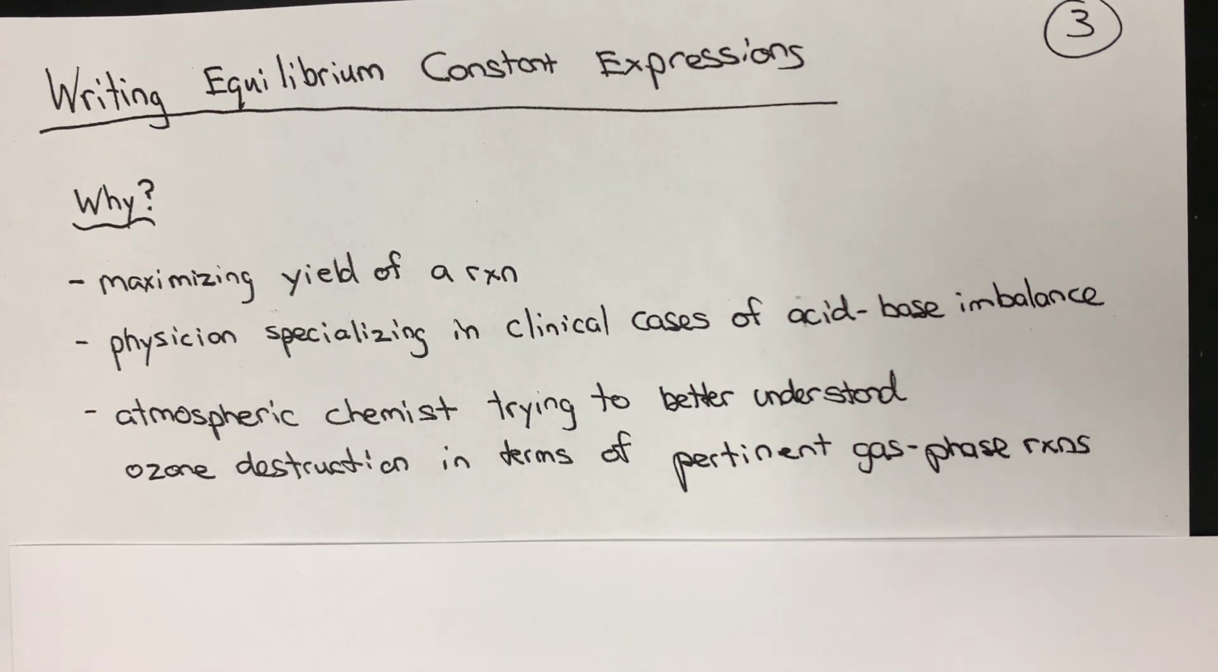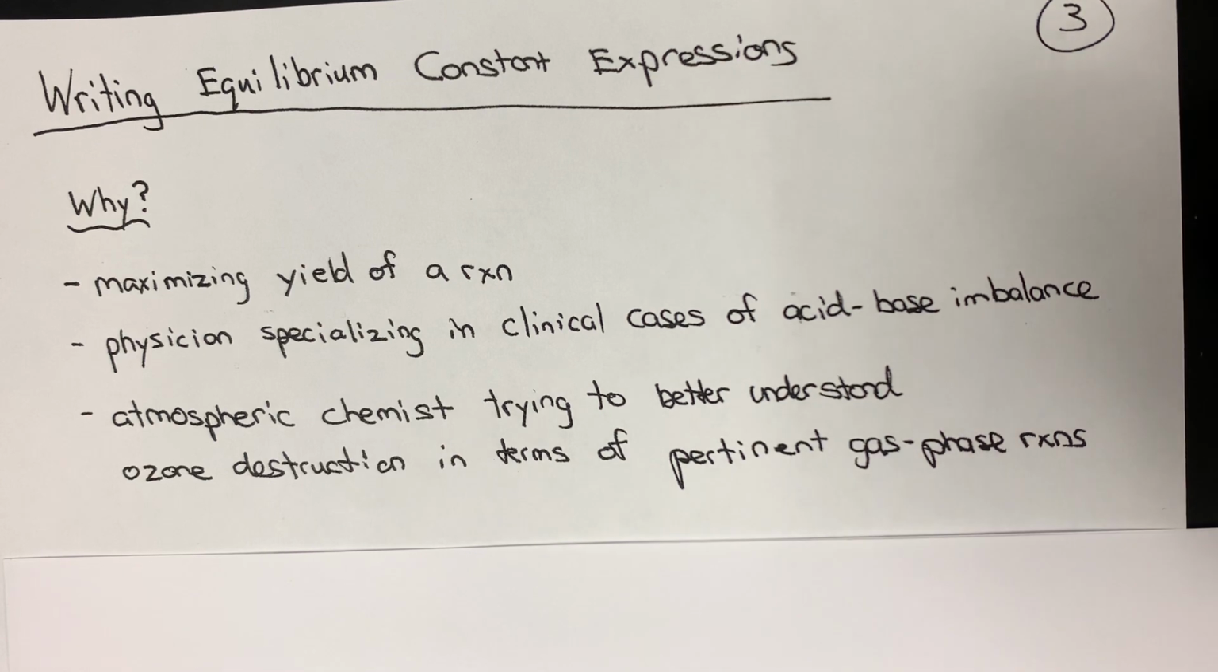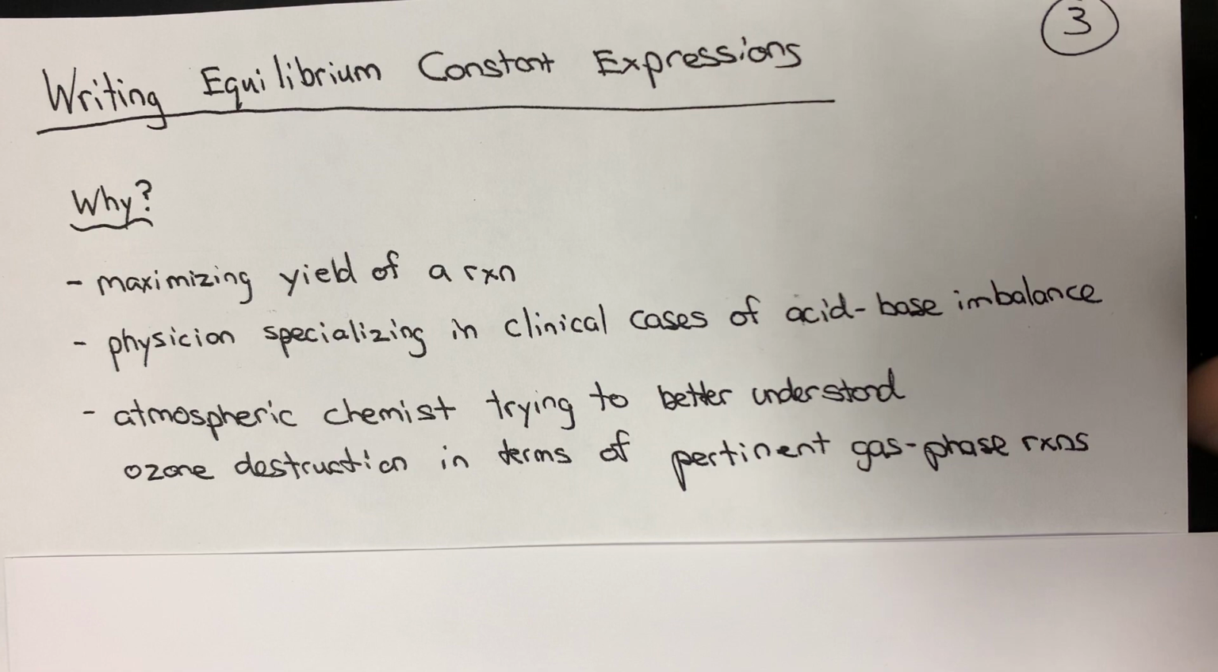Imagine that you are taking a look at some acid-base system. You're a physician, and you are working with a patient on different acid-base imbalances. An intimate understanding of the equilibrium involved in all those reactions is important. Same thing if you were an atmospheric chemist, trying to understand the degradation of the ozone layer and the different gas phase reactions that are important there. All these things are in equilibrium, and without knowledge of the different processes, we can't really have a complete picture. So, just a couple quick whys.